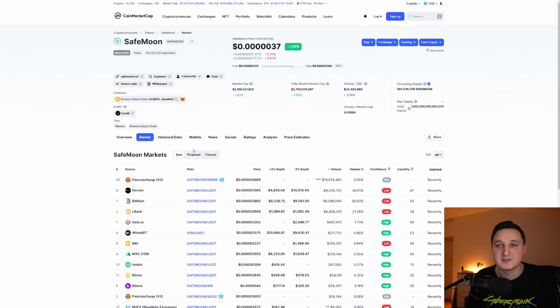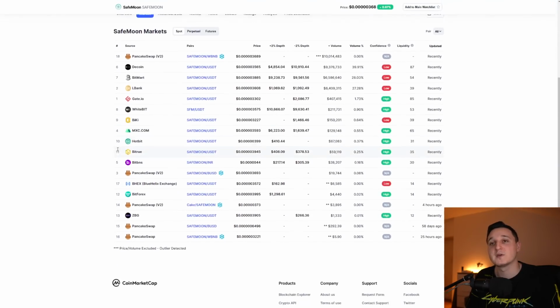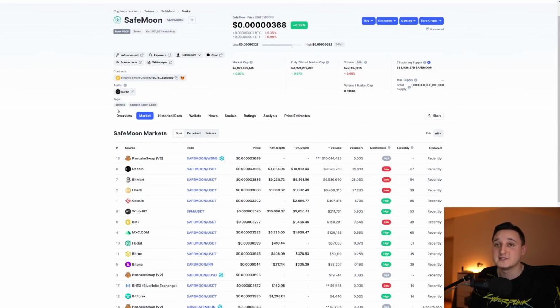Here is the volume, as you can see. PancakeSwap, guys, PancakeSwap is the top one. This is where people most likely buy the coin. So this is pretty interesting. I don't even really know this exchange, but it looks like a lot of people are buying from this exchange here. So we're gonna see what's gonna happen to this coin. But of course, you can buy it on all these exchanges, but do watch out for the tokenomics.